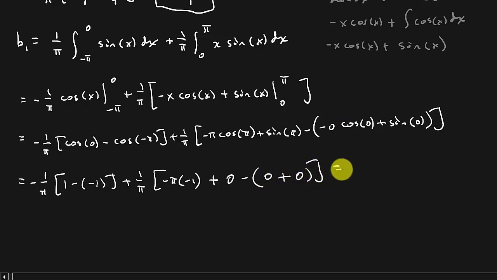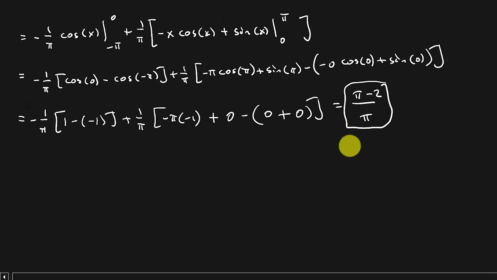See that? And so once you do all this arithmetic, you're going to end up with pi minus 2 over pi. And that's B1.